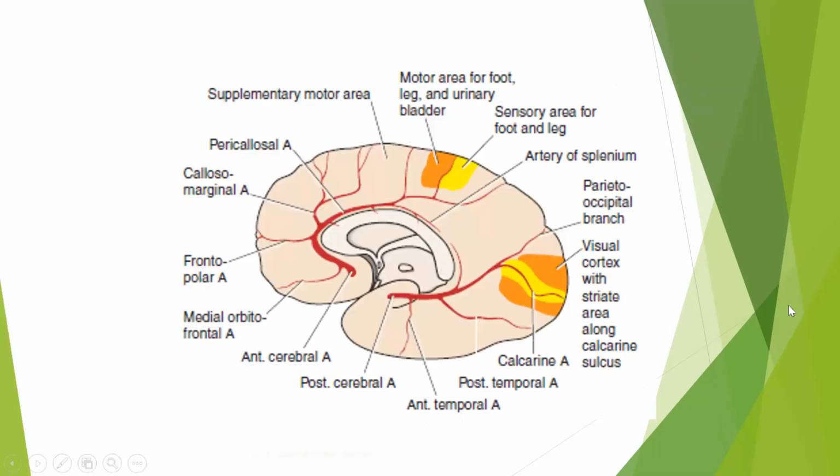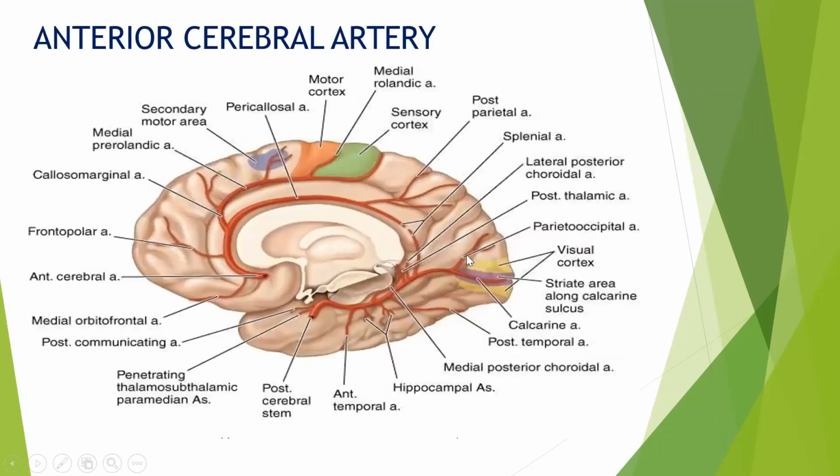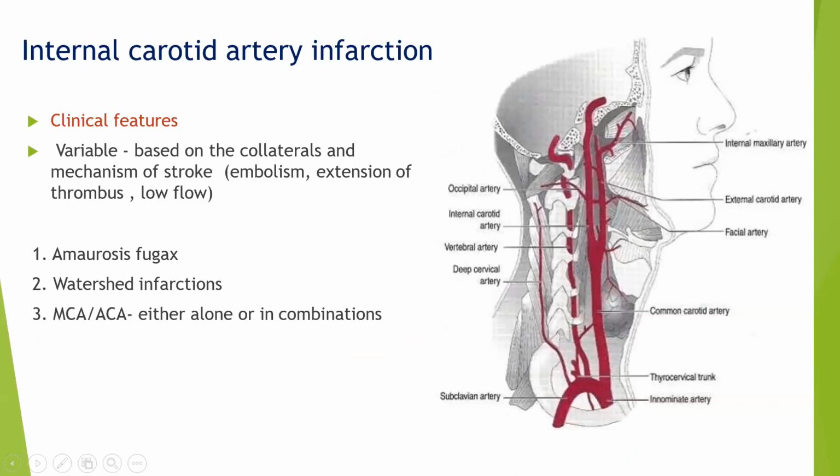Now I have told you about the middle cerebral artery. So this is the ACA territory. You can see the motor area for foot and leg, which means the lower limb is frequently involved, so the patient has predominantly lower limb weakness. Internal carotid infarction: its branches are MCA and ACA. So whenever a patient has clinical features suggestive of ACA as well as features suggestive of middle cerebral artery, you have to suspect internal carotid artery.